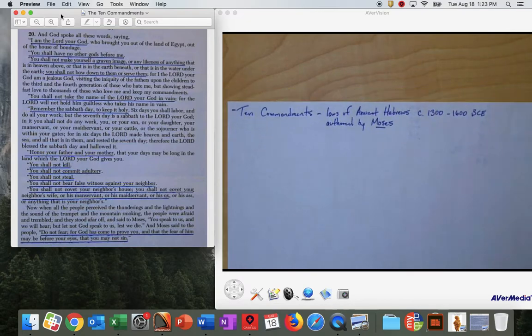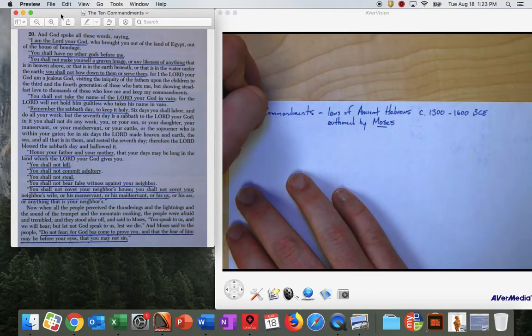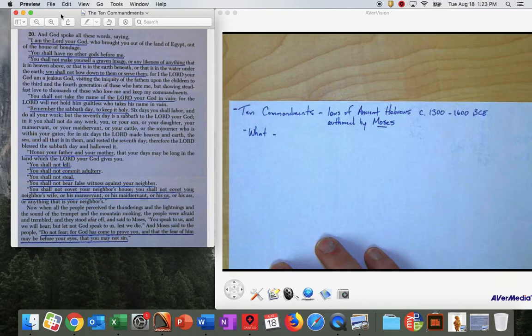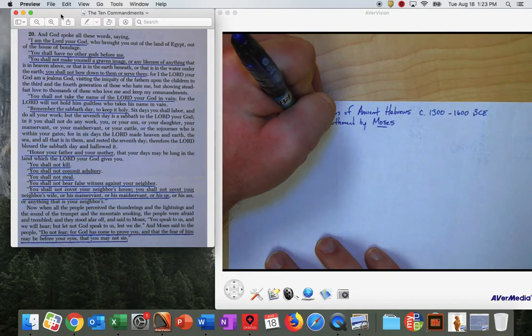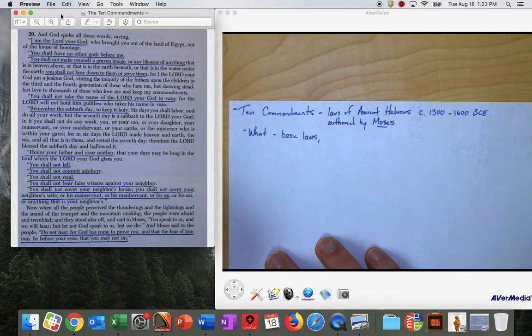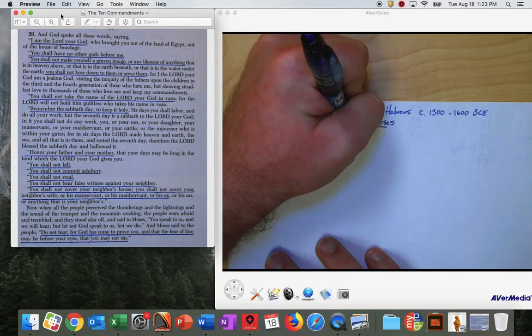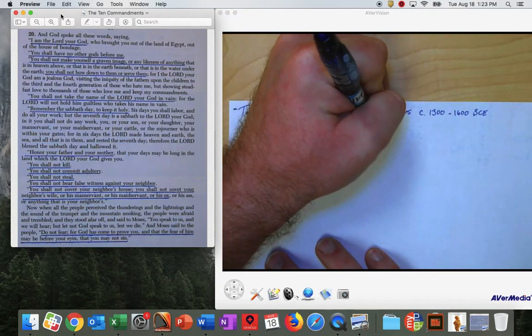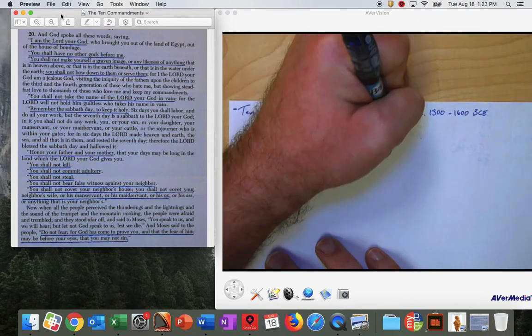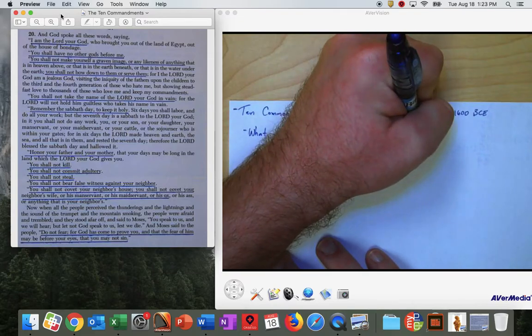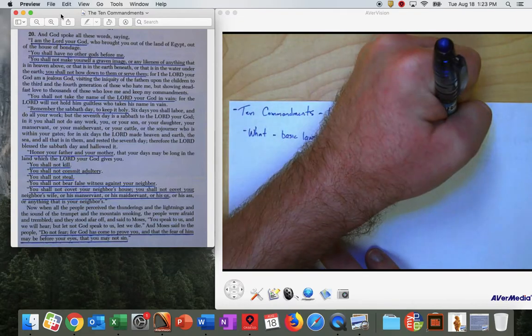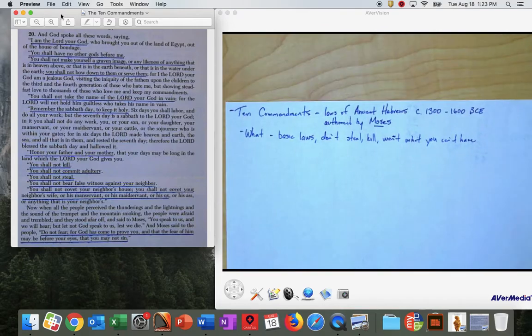All right, so what's the main idea? Again, it's your basic stuff. Basic laws. So don't steal, don't kill, don't want what you can't have. You know, basic stuff. Don't steal, don't kill, don't be a jerk.